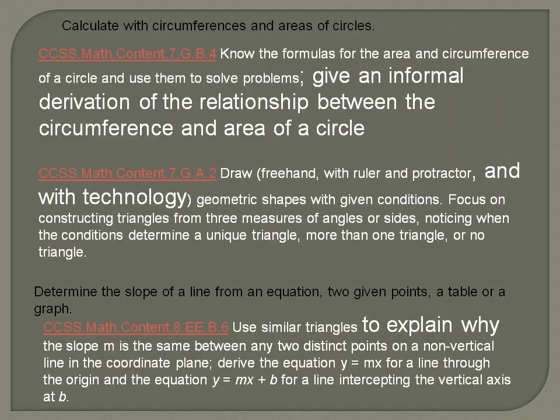A state standard, for example: determine the slope of a line from an equation, two given points, a table, or a graph. And again, that's a very teacher-directed standard where the teacher can get up and work on the board. Students can practice those in class. But when you look at a comparison Common Core lesson, use similar triangles to explain why the slope is the same between any two distinct points, that's taking it to a whole new level. You're looking at discussion. You're looking at a deeper understanding that teachers and students at this grade level just may not be as confident and experienced in.